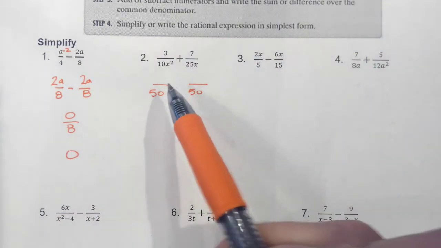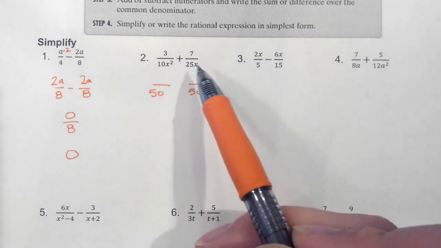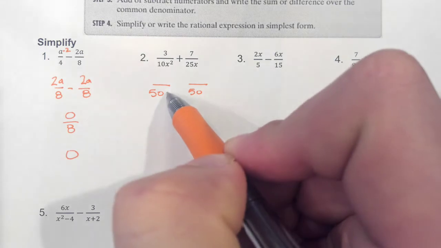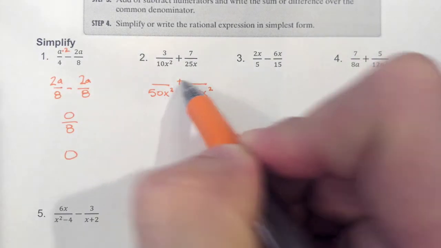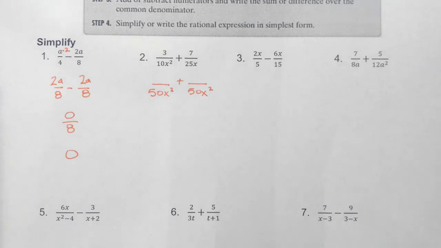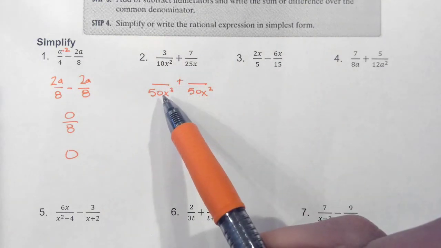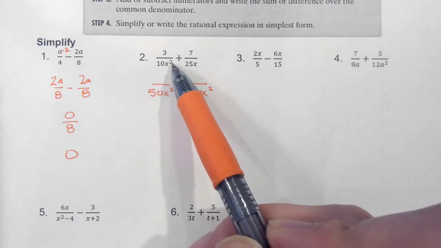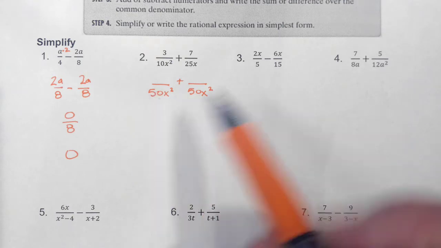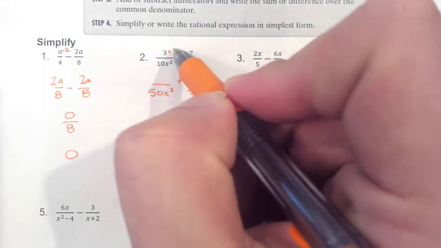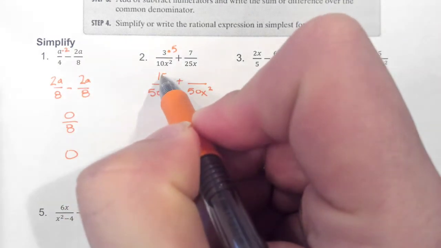And then I look at my variables. And remember, you take the highest exponent. So x squared is bigger than x to the first. So it's going to be 50x squared for my common denominators. And I've got my plus sign in between. Then I just have to figure out from previous denominator to new denominator, what did we multiply by? So from 10x squared to 50x squared, we just multiplied by 5. So that means my top will get multiplied by 5. 3 times 5 is 15.